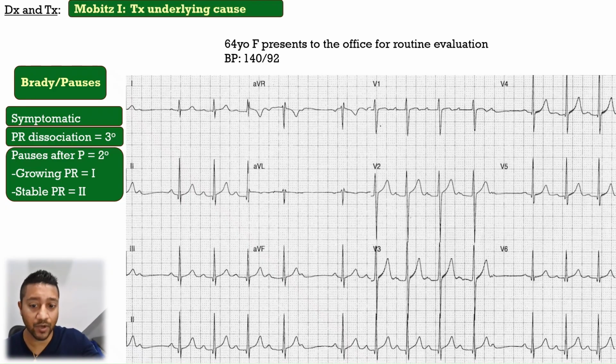And I know that those guys just get the treatment of the underlying cause. That could be coronary artery disease, or it could be evaluation of some of the medications that they're on.